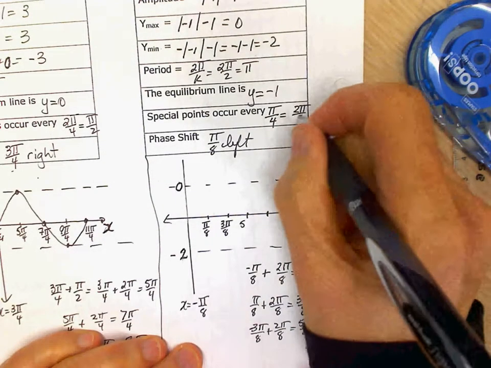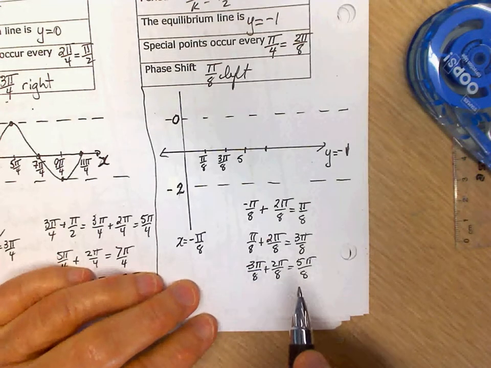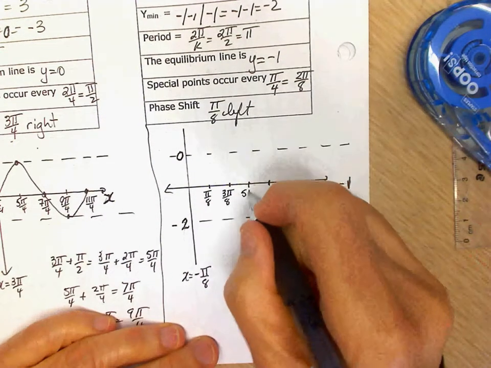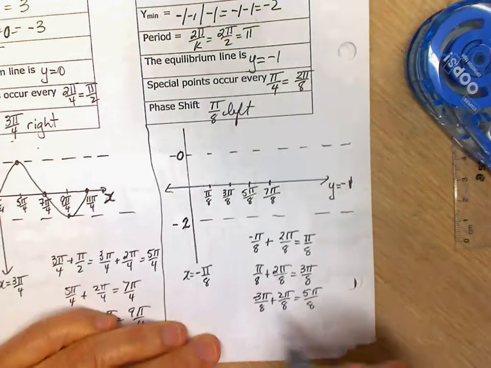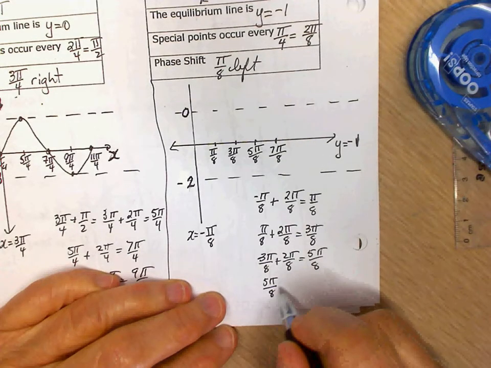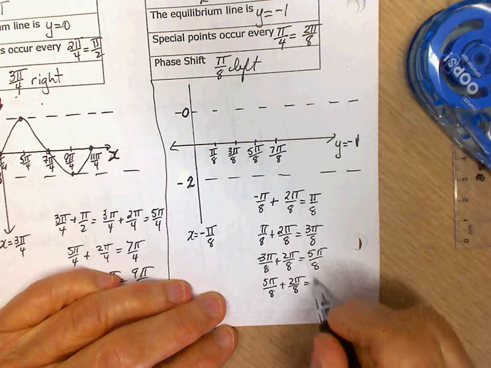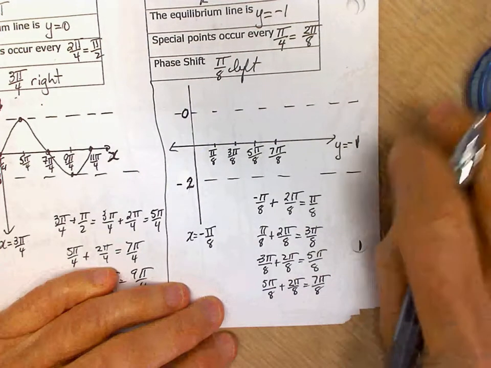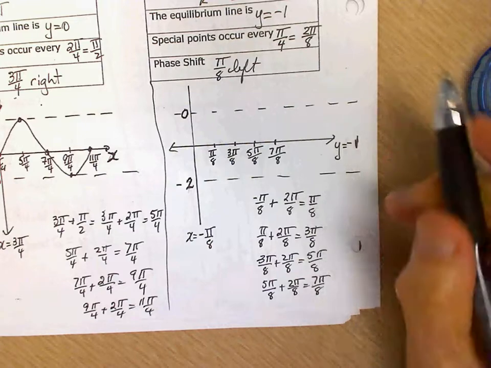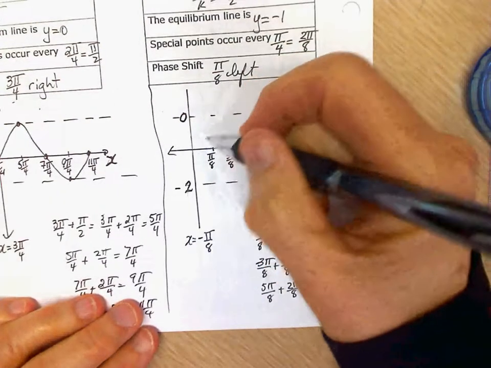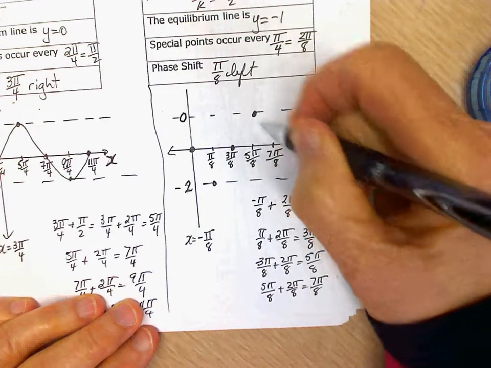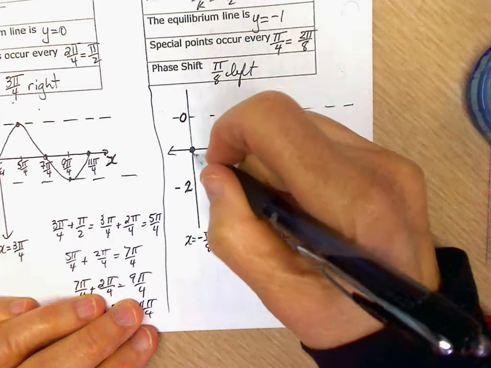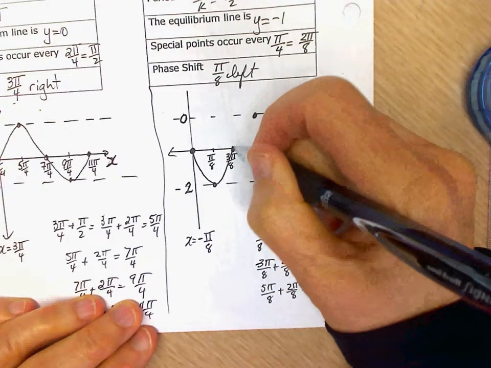Yeah, and that's equivalent to 2pi/8. I need a common denominator. Okay, so this is 5pi/8. And once you see the pattern, I think you can see that that's 7pi/8, right? 5pi/8 plus 2pi/8 equals 7pi/8. Now remember, there's a reflection, so it's going to look like this. It's going to start there, go down, come up, right? Because A is a negative value, so it comes down, goes up, up, up.